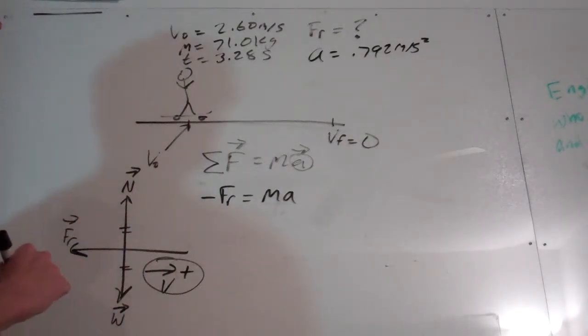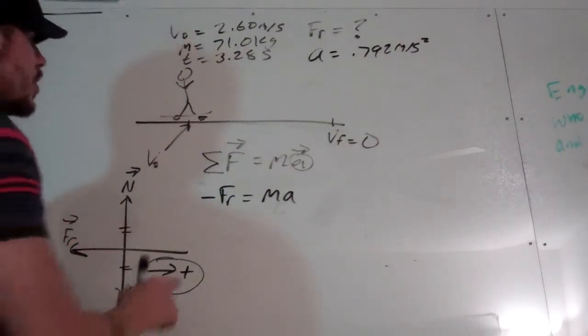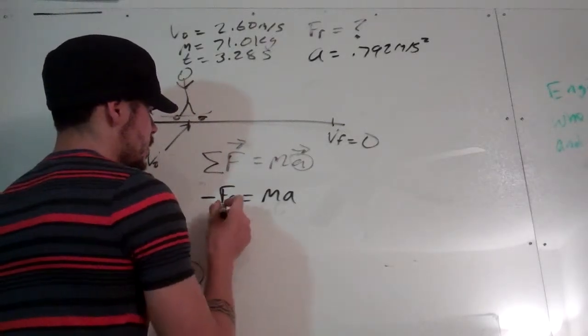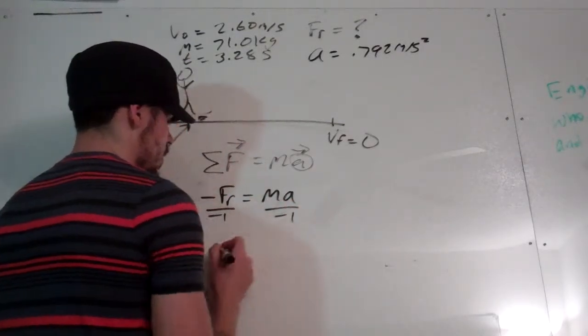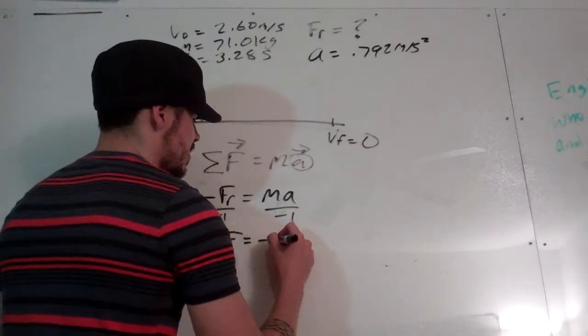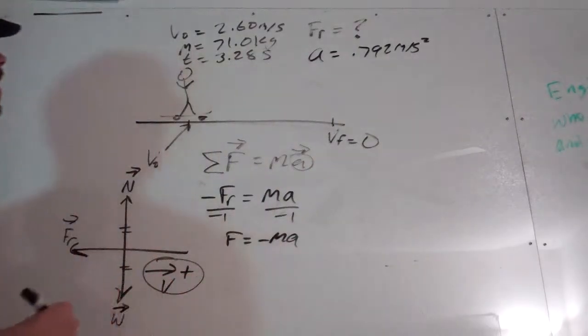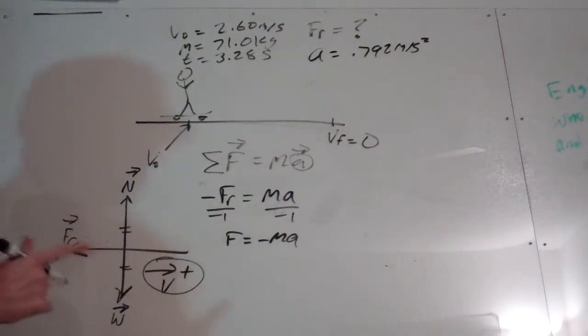Okay. Now, what are we trying to solve for? We're trying to solve for this friction right here. So I'm going to go ahead and divide by -1 on both sides. Friction is equal to negative mass times acceleration. And our acceleration, I think we might have said that it's negative. Let's think here.